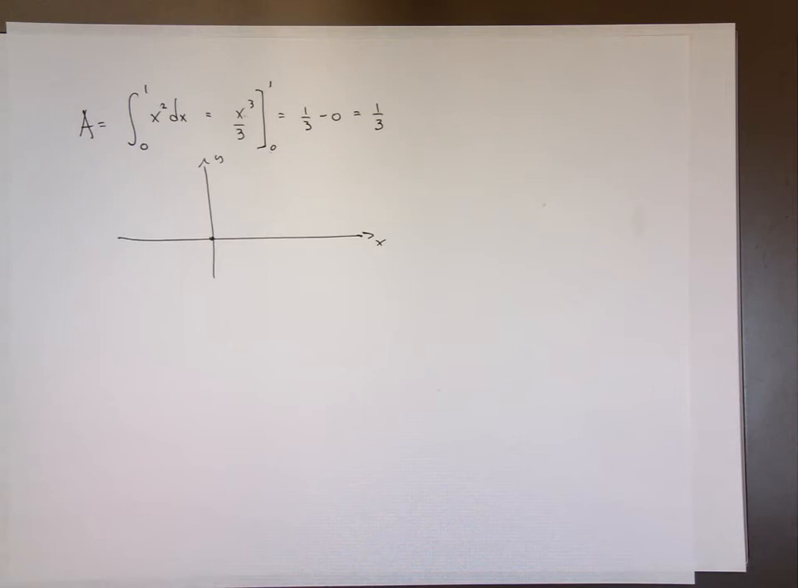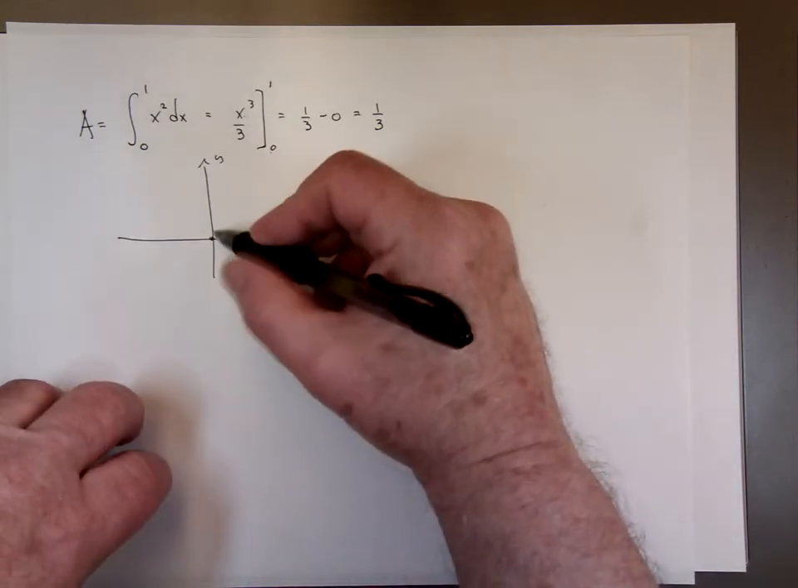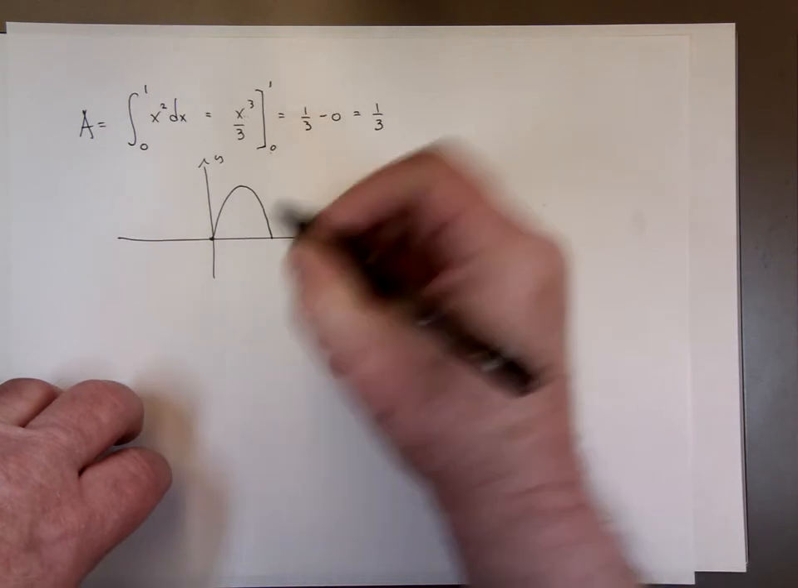Yeah. Okay, let's do a sine wave. Okay. Sine wave looks like this. Okay, sine. Let's do one arch of the sine wave. It starts at 0, goes to pi.